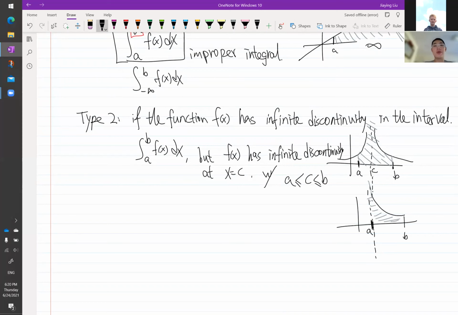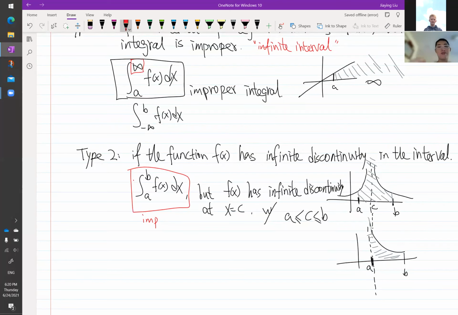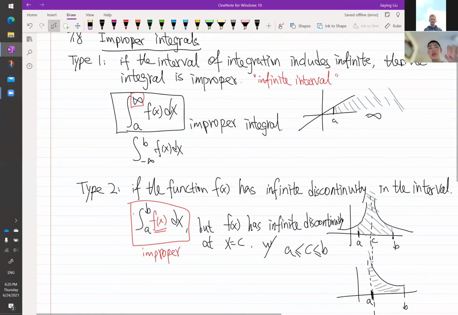So that's the second type of improper integral. You have to look at the function, right? You wouldn't be able to tell by just looking at the interval itself. You have to look at the function to see if it has any infinite discontinuity there. So maybe I should use a different color for f of x. Okay, so that's the two types of improper integrals that we're going to work with.